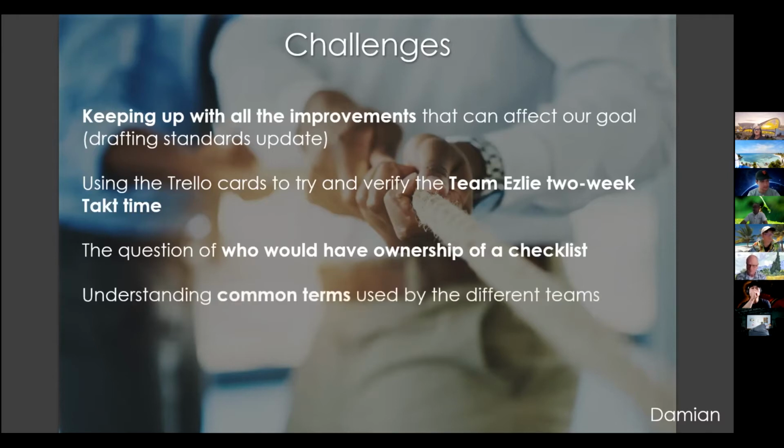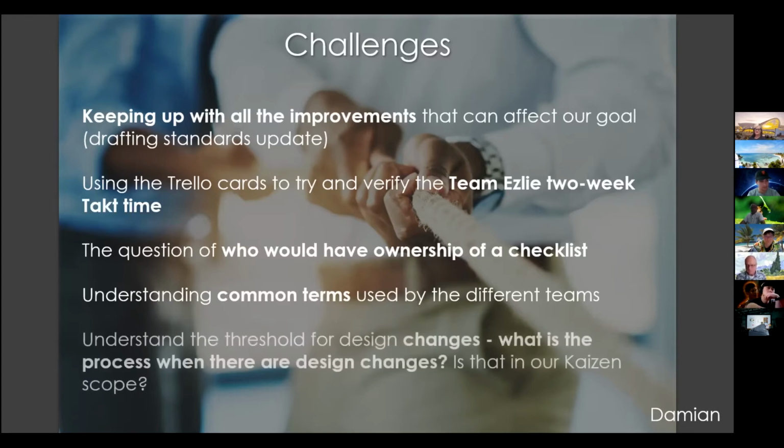Also, understanding common terms. This is where, for that Thursday meeting, Jamboard came into play. We have a lot of terms for the same thing, and sometimes the communication is not there because we are talking about the same thing but not the same term, so it gets confusing sometimes. And then also understanding the threshold for the sign changes: what's in the process when there are sign changes, and whether it's in our scope as well.